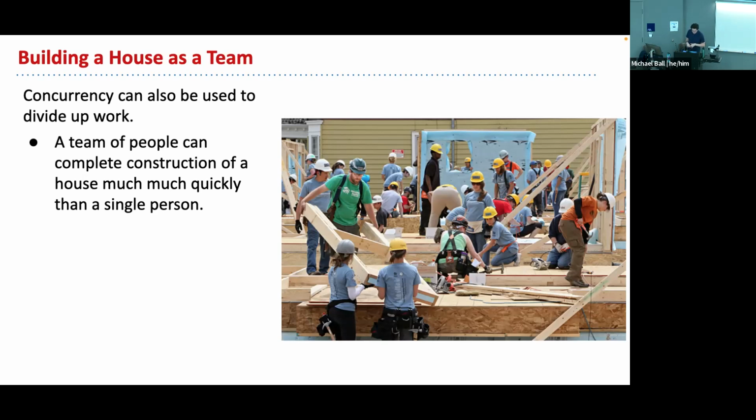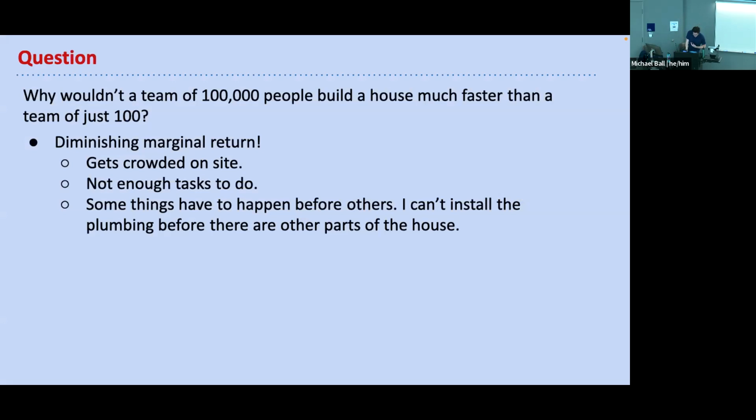And if you take a look and think about what's going on in this picture, you have a bunch of different activities going on at the same time. You have some tasks, perhaps, that require something to be done before others. But in this case, we're able to have a bunch of people, probably a couple dozen in this photo, working together to solve a problem faster than anyone could do on their own. Of course, we have to ask the question, if we had a team of 100,000 people building a single house, could they do it faster than a team of just 100 people, so to speak?